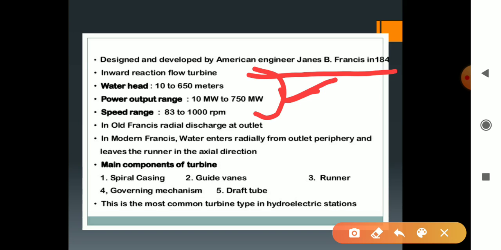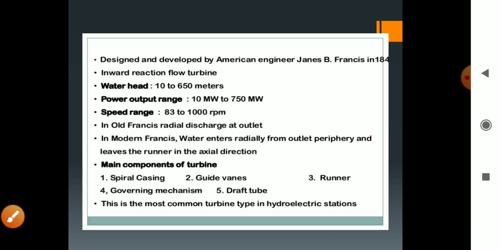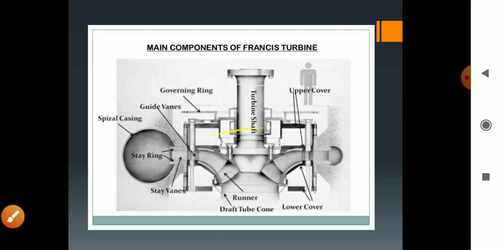So we have just discussed the main components of the Francis turbine: the spiral casing, guide vanes, runner, governing mechanism, and the draft tube. Let's come to the main components: the governing ring, the guide vane, the spiral casing and the runner.